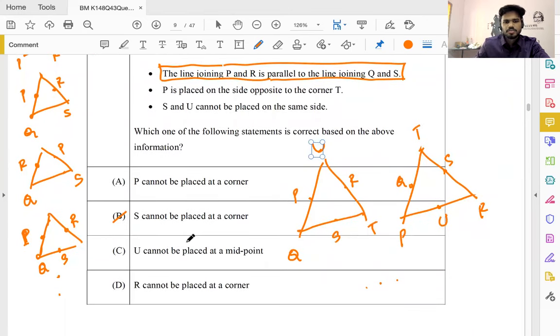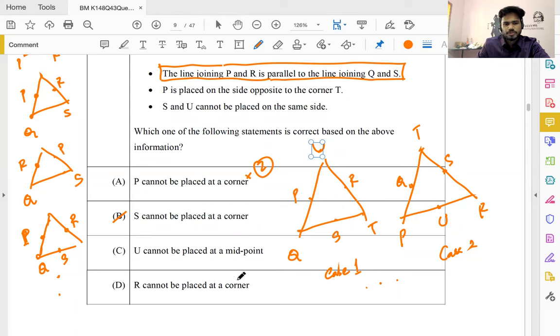Many more cases are possible, but here, see if we can disprove any of the statements. If any of these two cases serves as a counter example. P cannot be placed at a corner. Case 2, P is at the corner. So this is not correct. There is a counter example right over here. Okay, so this is case 1. S cannot be placed at a corner. At least in the two examples that I have shown, S is not at the corner. It's at the midpoint. Okay.